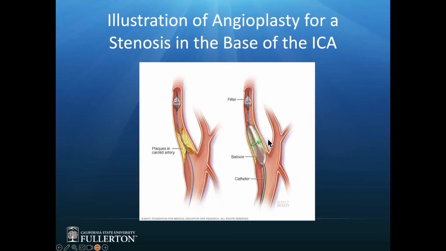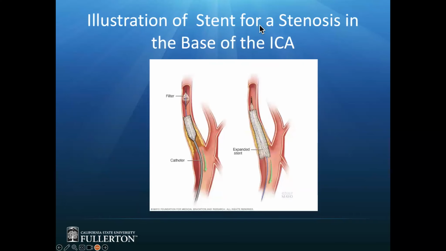And now they're going to inflate the balloon. Here it is. And they inflate enough to open that up. So that is referred to as angioplasty. And then the next one, here again, you have a catheter and you have a filter. And here is something that is kind of like a net that's spring-like and can expand. So they release it and expand it, and it pushes the wall out. And then of course, they pull the catheter out.